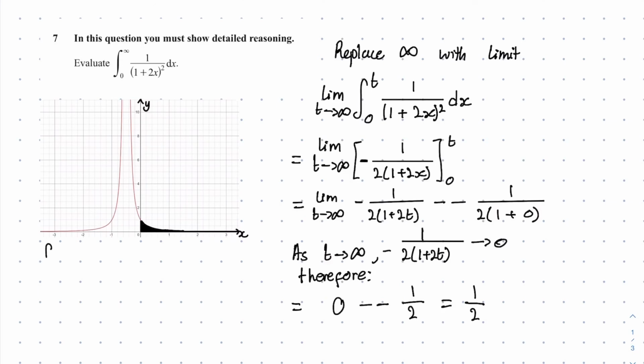So summarising, we've got the integral between 0 and infinity of 1 over 1 plus 2x all squared with respect to x is equal to positive 1/2.